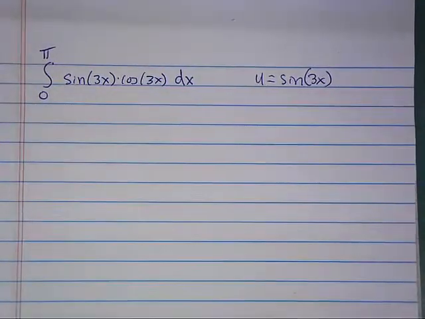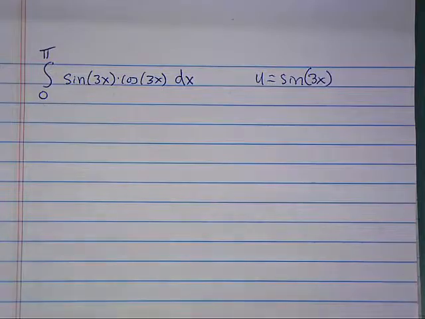Why would I prefer to let u be sine instead of cosine? So I don't have to deal with the negative. The derivative of sine is positive cosine. If I let u be cosine, then the derivative of cosine is going to be negative sine. It's going to be one more thing I have to remember. I have to have my minus sign everywhere.